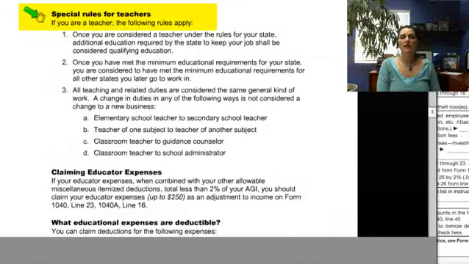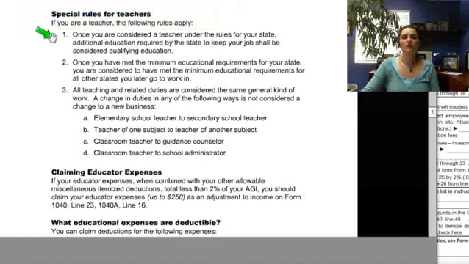Once you are considered to be a teacher under the rules for your state, additional education required by the state to keep your job shall be considered qualifying education for purposes of the Schedule A deduction. Once you have met the minimum education requirements for your state, you are considered to have met the minimum education requirements for all other states you later go to work in.